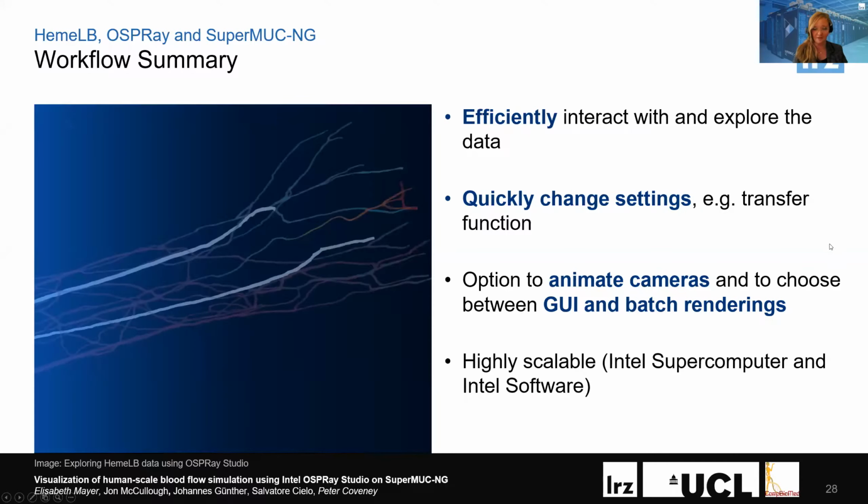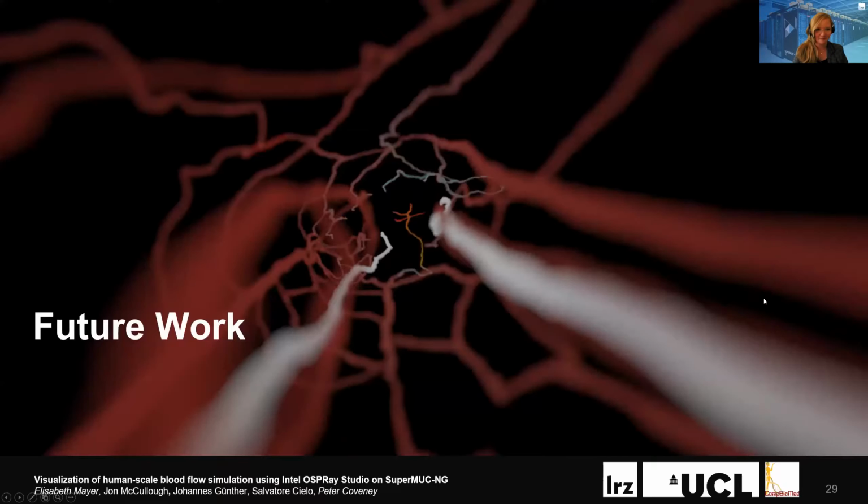So in summary, with our workflow, which we have developed, we can efficiently interact with and explore the large data coming from HemeLB. We can very efficiently and quickly change settings as need be, as you saw with the transfer function. We have the option to animate cameras, and we can always choose between the graphical user interface and the batch rendering option. And this workflow is highly scalable if we're looking at phase 2 as well.